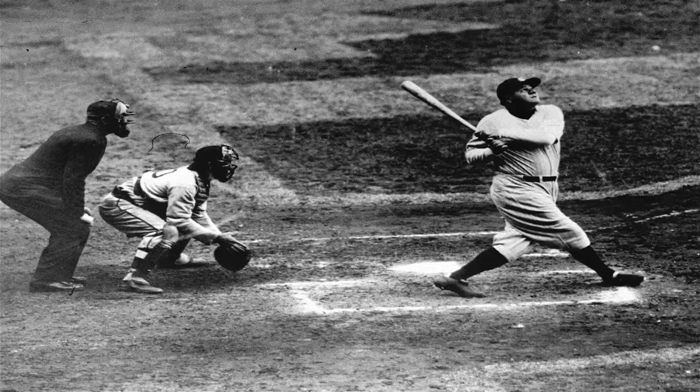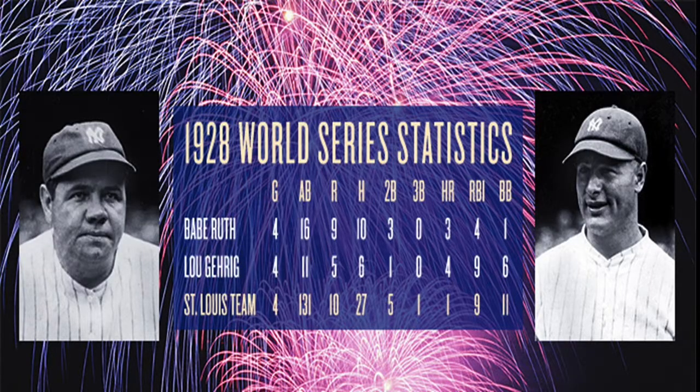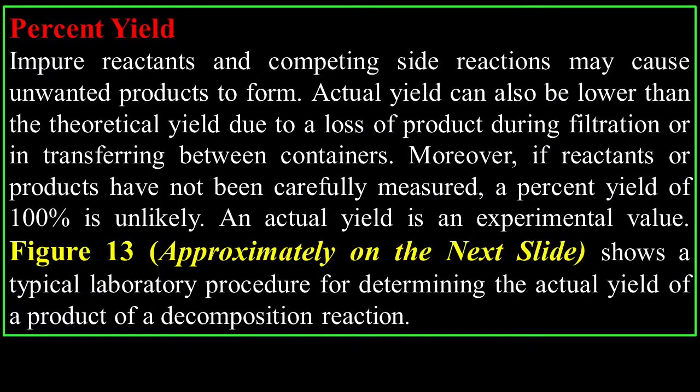Here's some batting averages, how many times you get a hit, not necessarily hit the ball, but it's a measure of hits. And these are some old stats from Lou Gehrig and Babe Ruth. Impure reactants and competing side reactions may cause unwanted products to form. That's exactly what's going to happen.